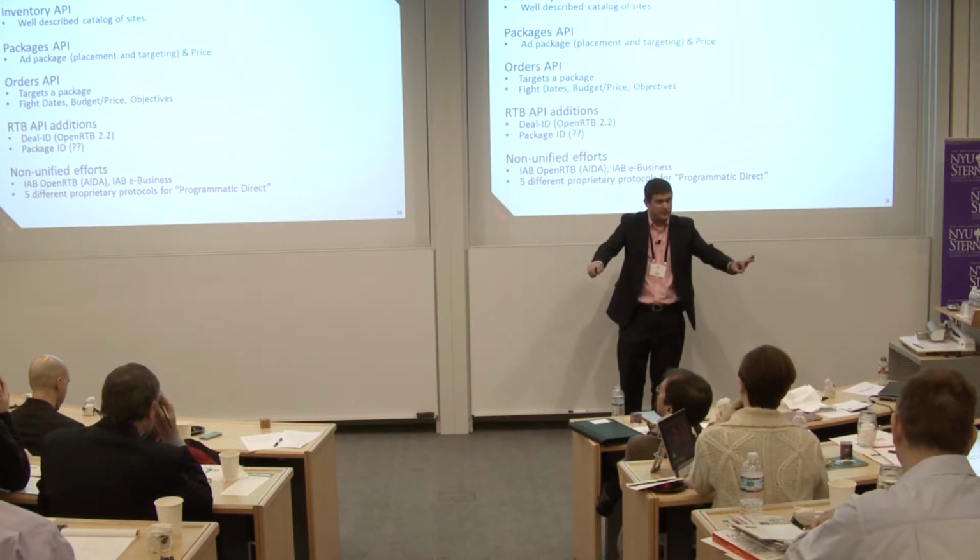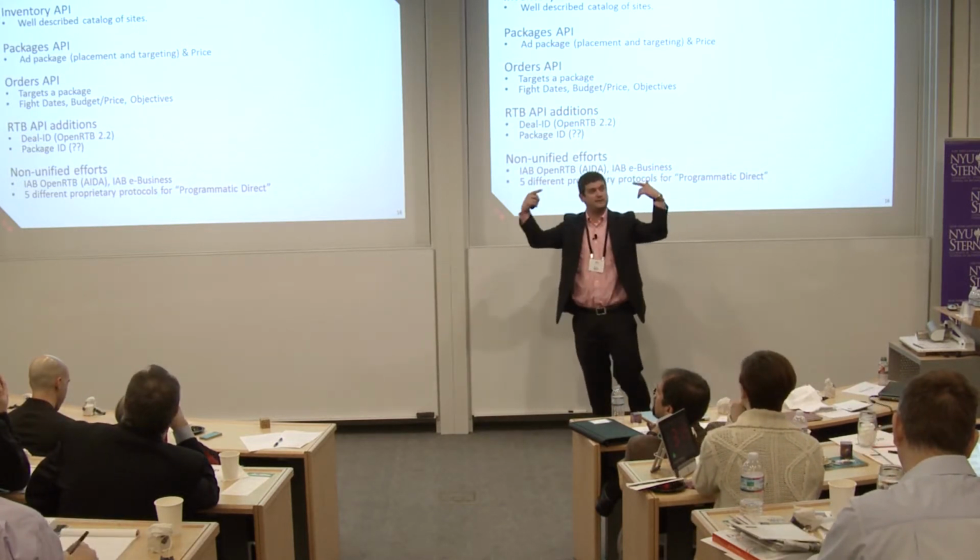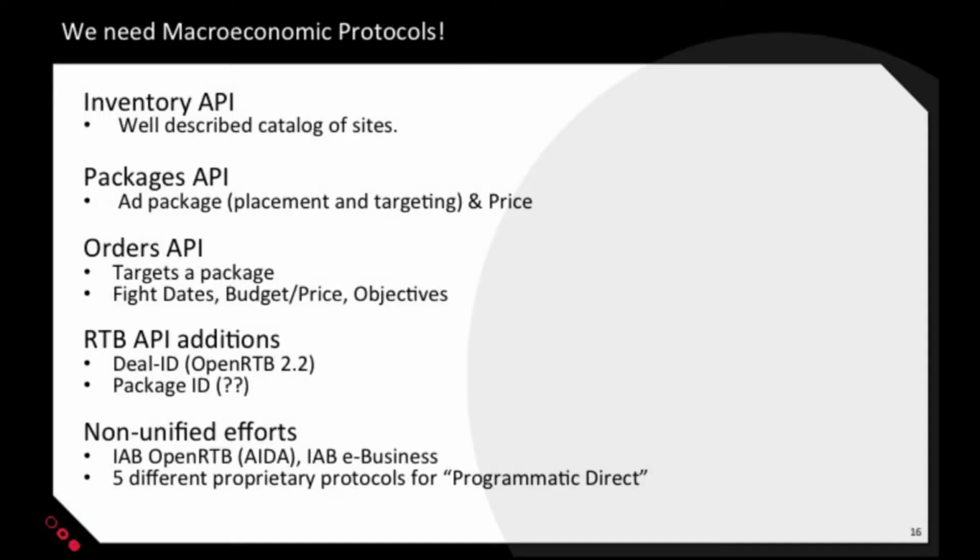RTB is this fairly well perfected microeconomic protocol. Now we need a macroeconomic protocol. What we need to design is a catalog of sites that everyone agrees to, so that when you place your inventory or your inventory packages on the exchange and buyers index them, they're at least able to see them how you have packaged them. Because if you're a buyer and you're executing a blind algorithm and you're missing the key determinant of packaging and pricing, your algorithms will be a little wrong.